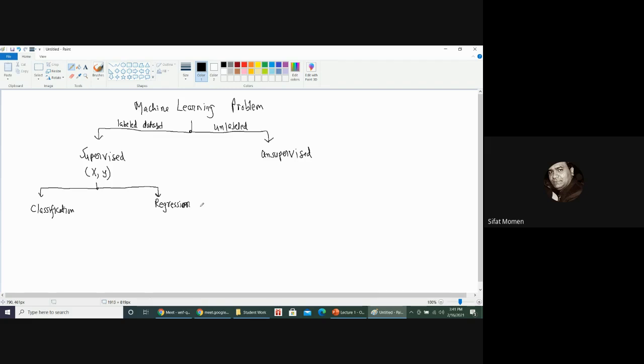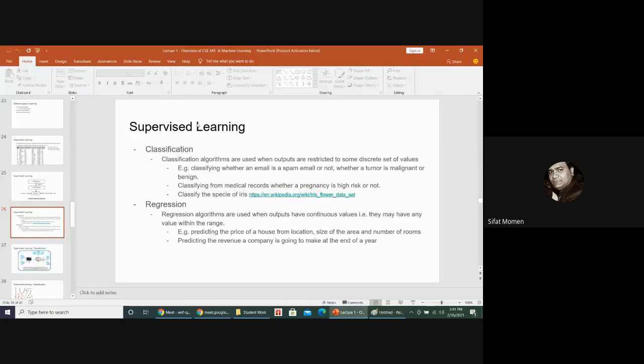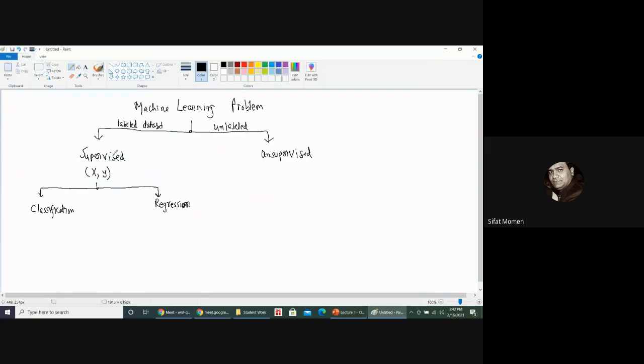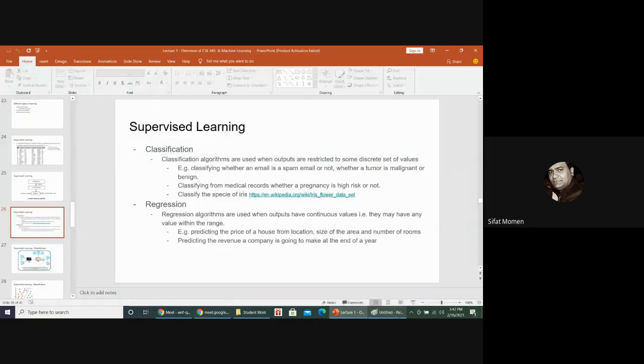Now we can also have different kinds of regression: univariate linear regression, multivariate linear regression, polynomial regression. Let's not worry about that. So what is classification and what is regression? Let's try to understand. If it's a supervised learning problem, then it's either a classification problem or a regression problem, as you can see from here. So what's the difference between them?